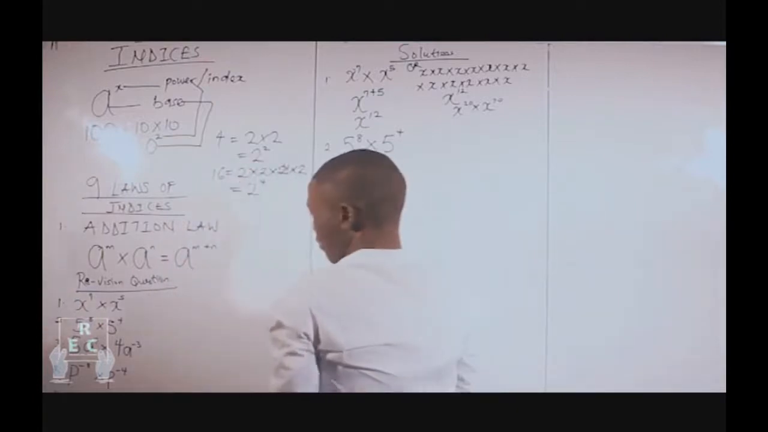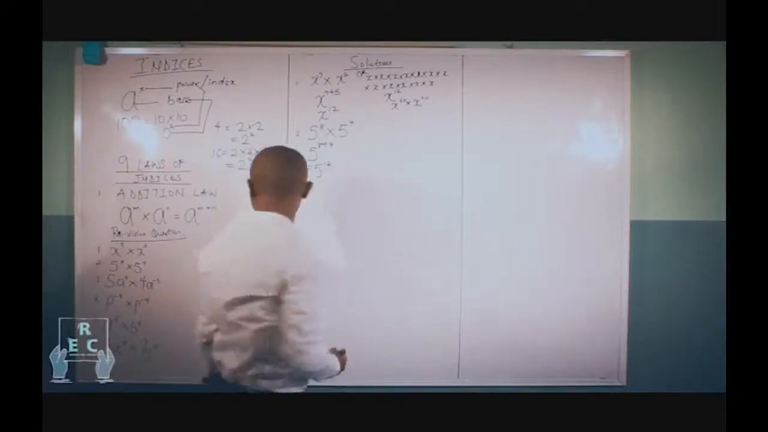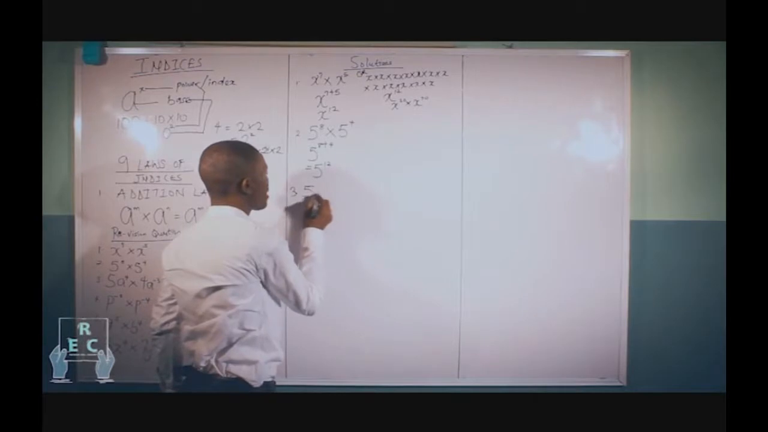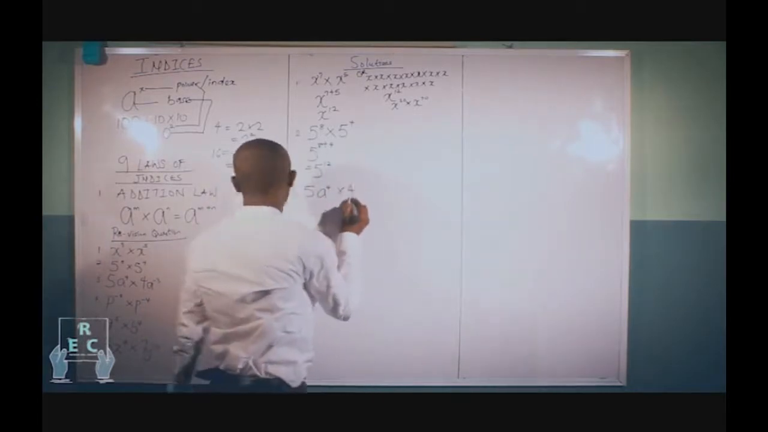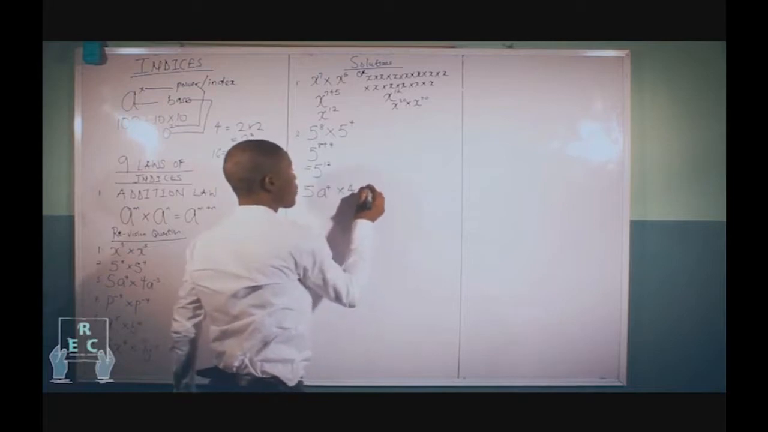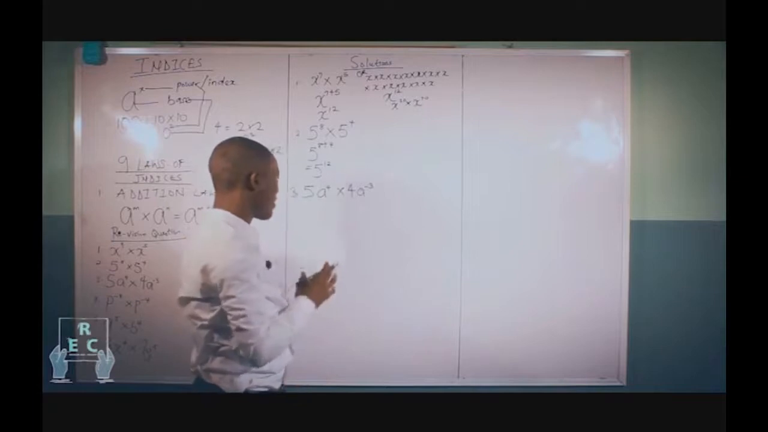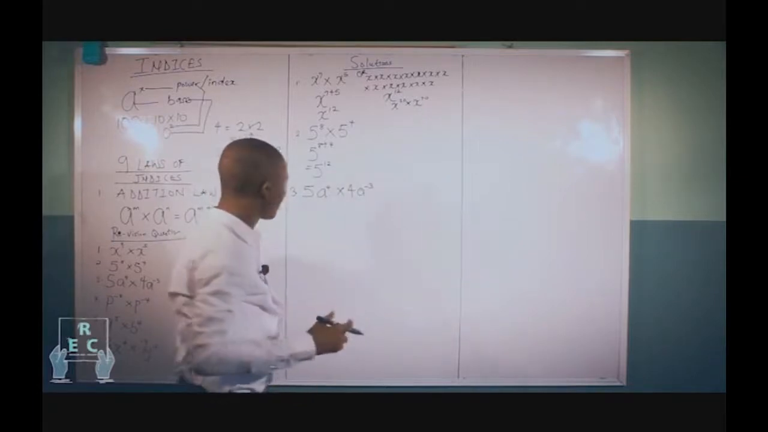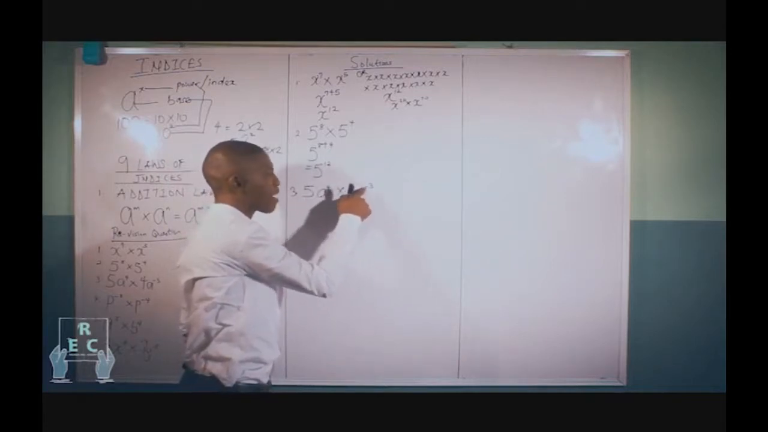Alright, question 3: 5a raised to the power of 4 multiplied by 4a raised to the power of 3. Now I want you to be very attentive here. You will see that there's a big difference between 2 and 3. Let's go on. Look at this: 5a raised to the power of 4 multiplied by 4a raised to the power of minus 3.